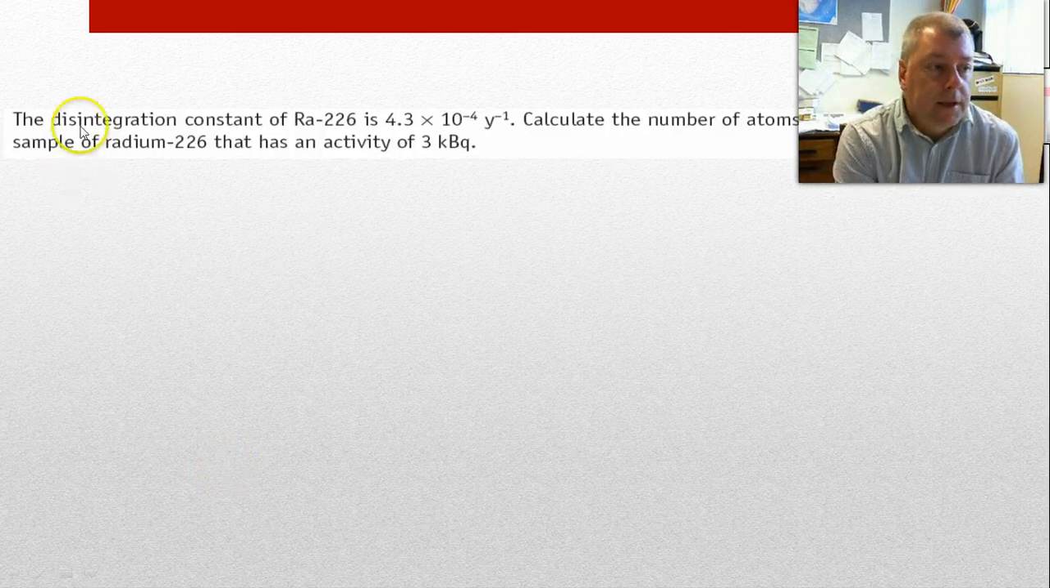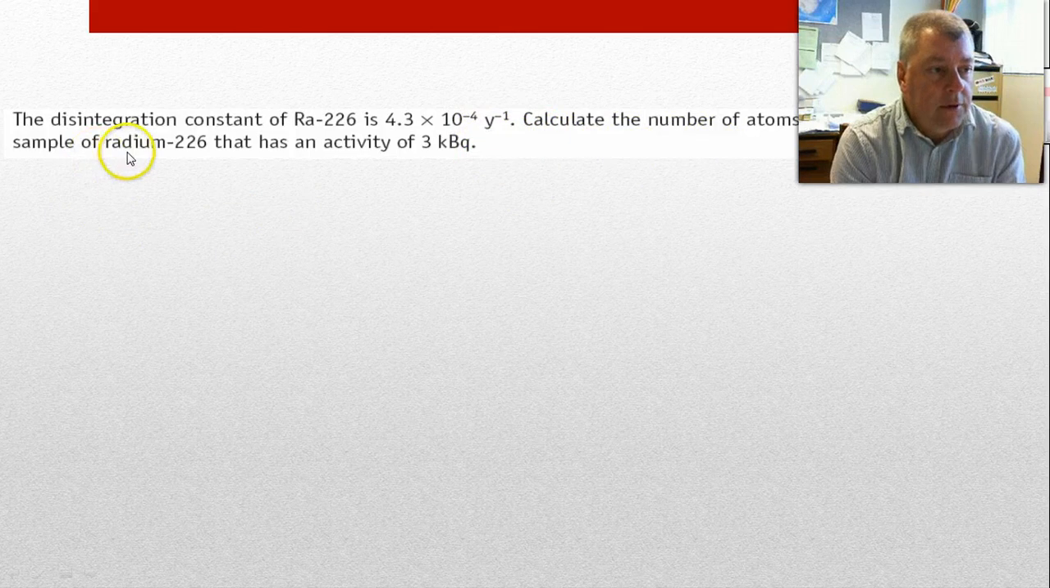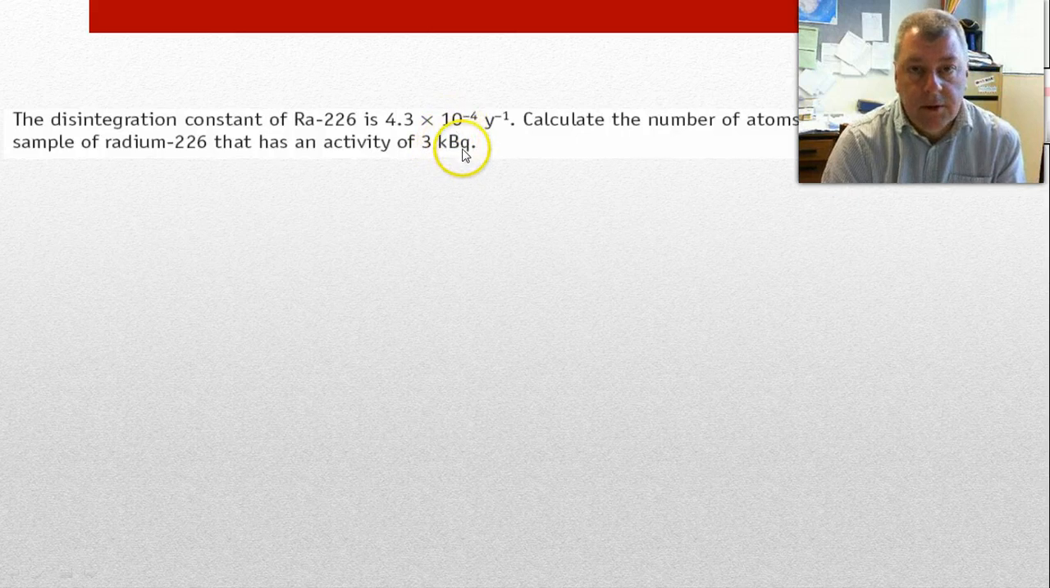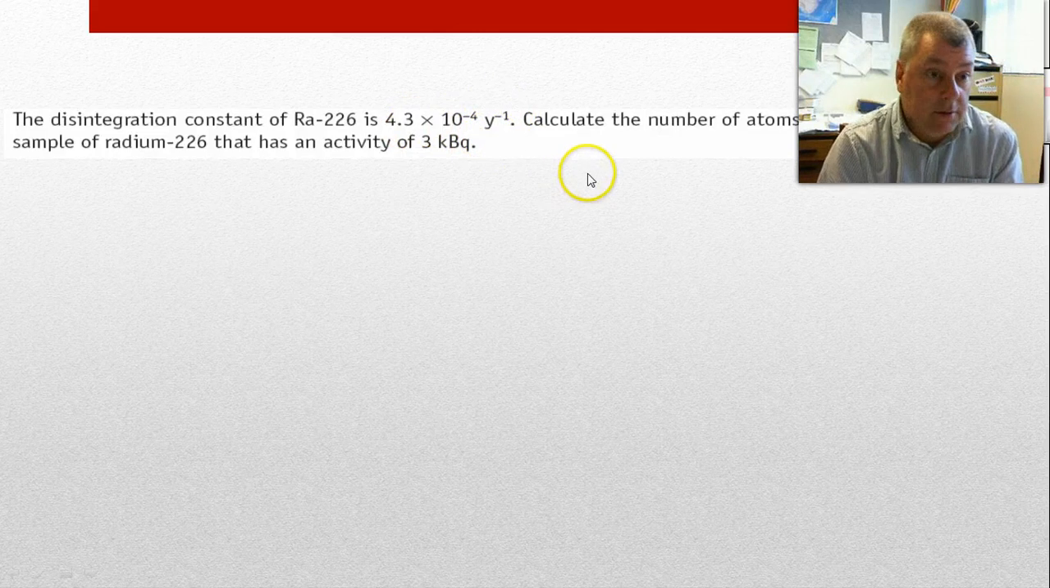The disintegration constant for radium-226 is 4.3 times 10 to the minus 4 per year. Okay, in this case the decay constant's per year. Calculate the number of atoms in the sample of radium-226 that has an activity of 3 kilobecquerels. Remember, becquerels is counts per second. So we have a disparity here between the activity, which is per second, and the decay constant, which is per year. And so we'll have to fix that.